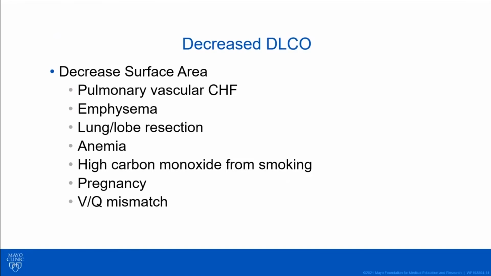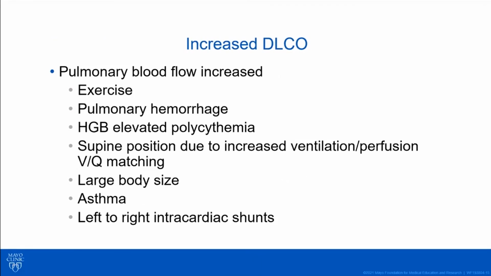Decreased diffusing capacity. This is important, especially when asking why this patient's diffusing capacity is low if they really don't have any emphysema. It could be congestive heart failure. It could be a lung lobe resection, anemia, high carbon monoxide from smoking, pregnancy, or VQ mismatch. Don't see this very often, but I did find it in the testing literature. Exercise can do it. A large body habitus, asthma, left to right intracardiac shunts. But again, you don't see this very often.